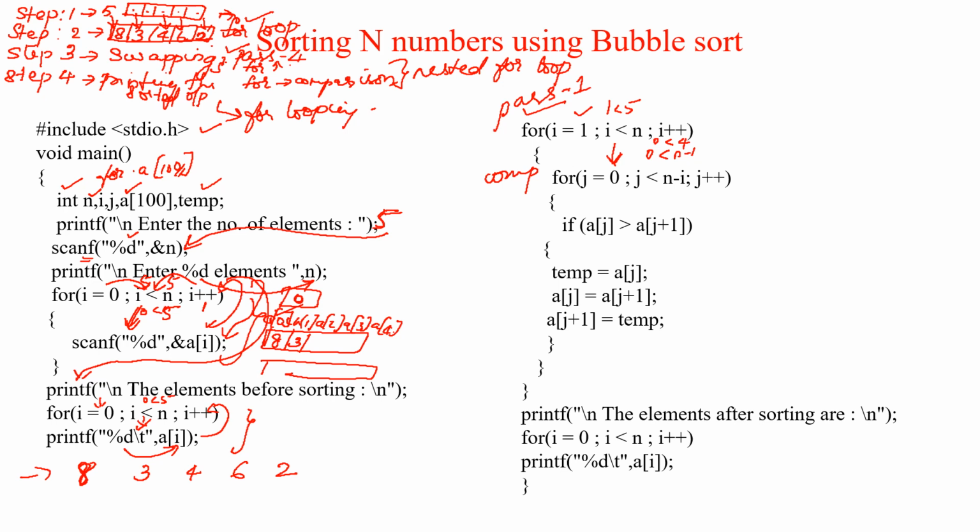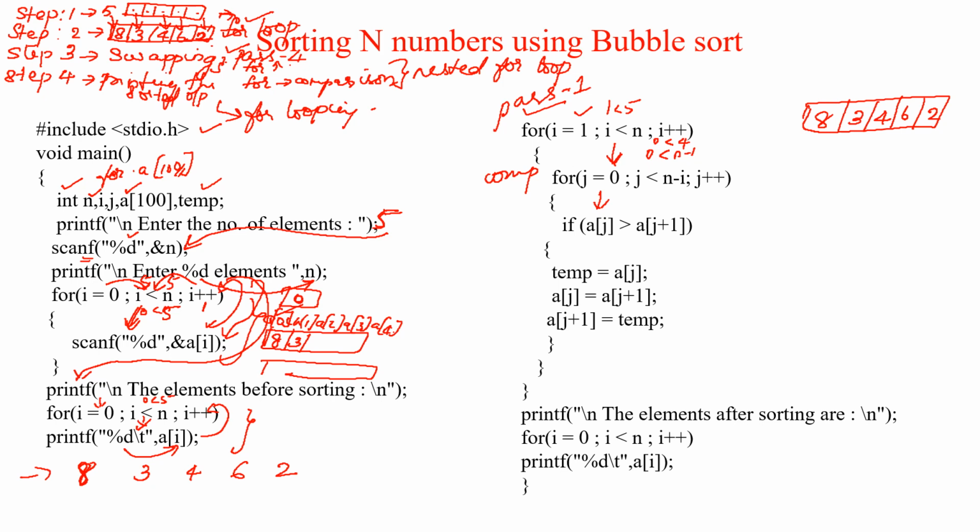N minus 1. Now whether 0 is less than 4, yes, the condition is satisfied. So it enters into the loop again. Now it will check whether a of j is greater than a of j plus 1. What is the value for j now? 0. So it will check the first, let me write the first pass here. 8, 3, 4, 6, 2. Whatever process I have told in the previous slide, it will start doing that process.